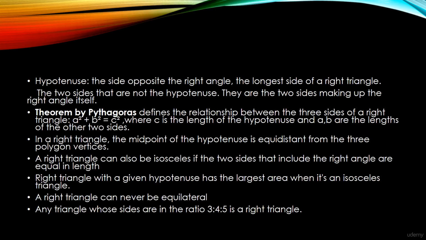A Pythagorean triple consists of three positive integers a, b, and c such that a² + b² = c². Such a triple is commonly written (a, b, c), and a well-known example is (3, 4, 5). If (a, b, c) is a Pythagorean triple, then so is (ka, kb, kc) for any positive integer k.